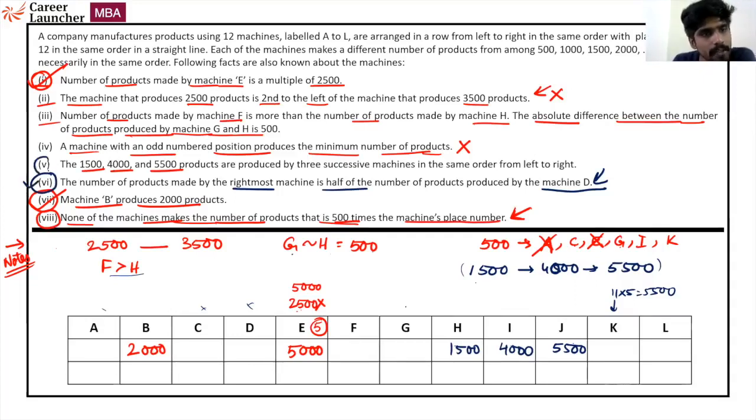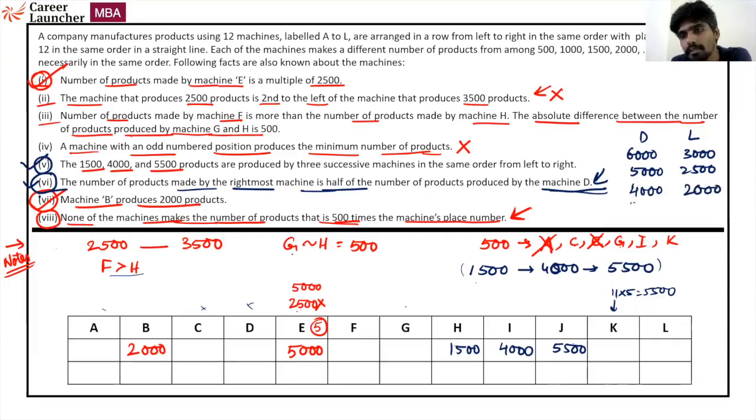Let us come to point 6. We have completely utilized point 5. The number of products made by the rightmost machine is half that made by machine D. So if D produces 6,000, L produces 3,000. If D produces 5,000, L produces 2,500. If D produces 4,000, L produces 2,000. If D produces 3,000, L produces 1,500. If D produces 2,000, L produces 1,000. And if D produces 1,000, L produces 500. These are the only cases possible such that D is double of L.